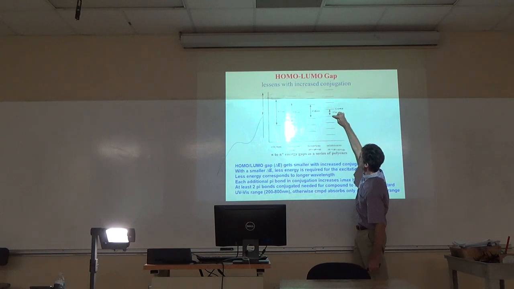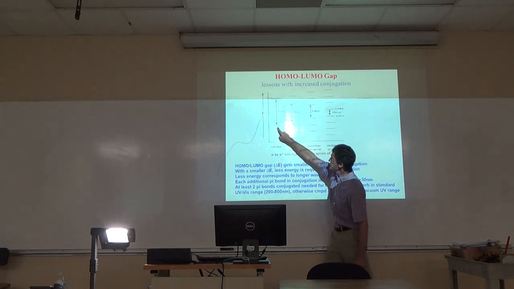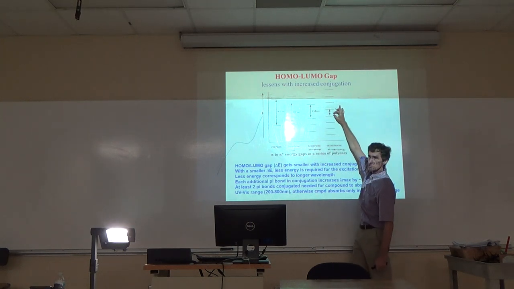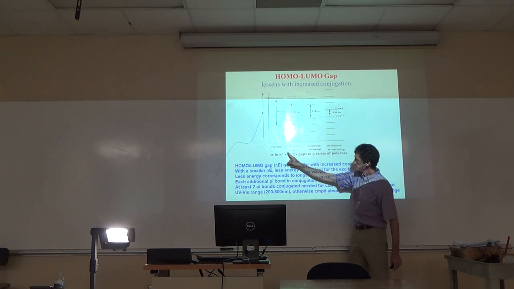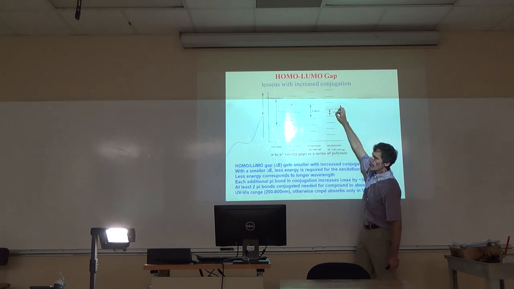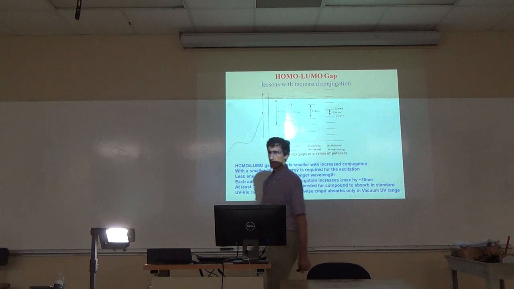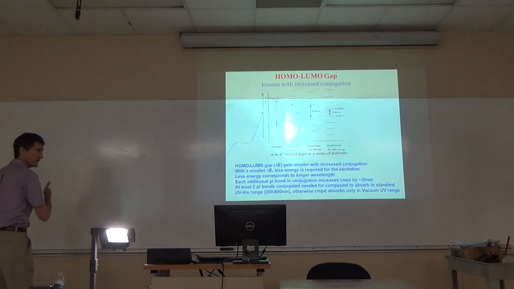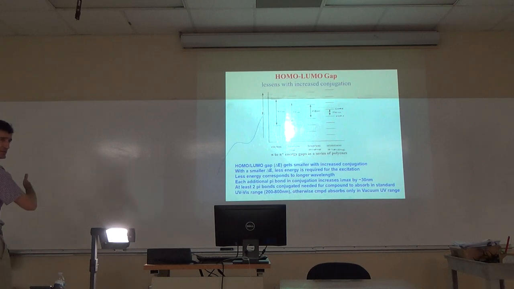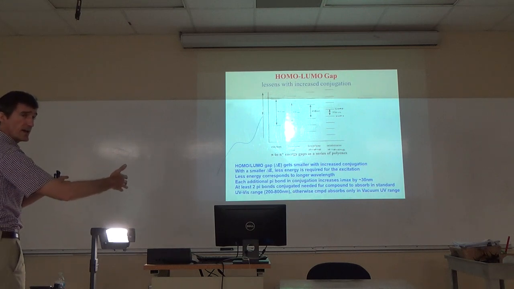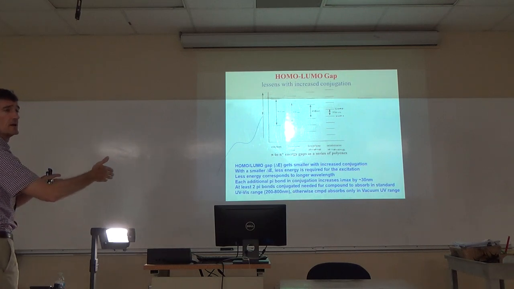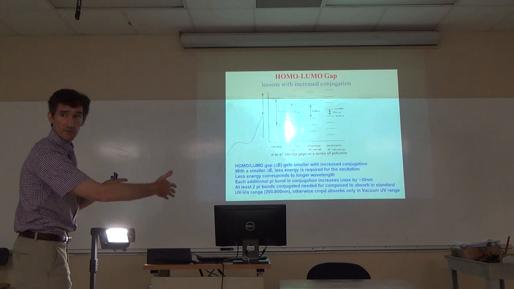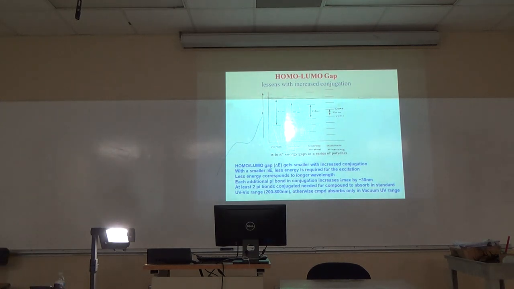Thus, to take an electron from here to here, it gets easier as you come across, right? The gap gets smaller. More conjugation, your gap is going to get smaller. Easier to excite. If you're easier to excite, which way are you moving? What type of light do you need? Weaker light. The easier you are, the more you're going to move to the right, weaker light, if traditionally plotting. And you're going to move into, eventually, the visible. Okay?